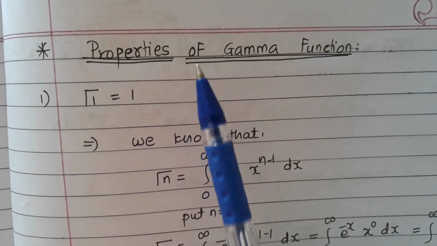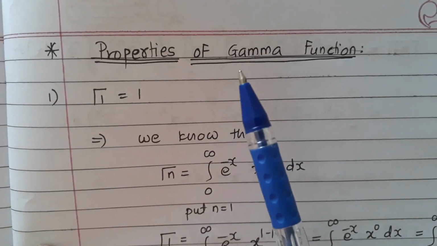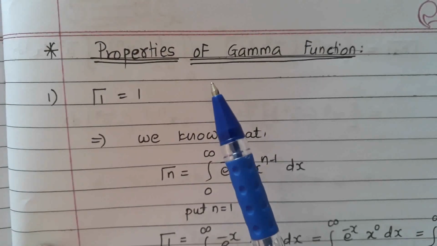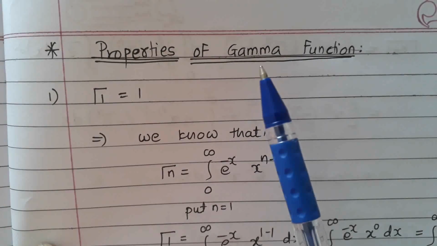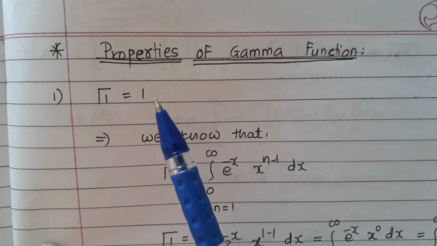Here are some properties of the gamma function. These properties are useful to find a solution or to evaluate real definite integrals. The first property is that gamma 1 is equal to 1.